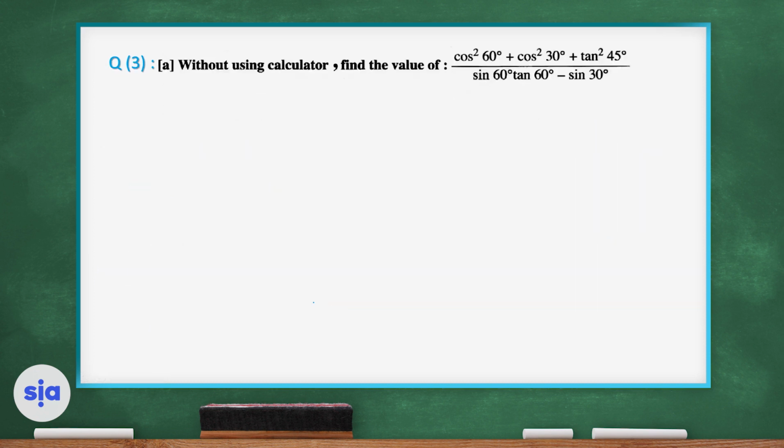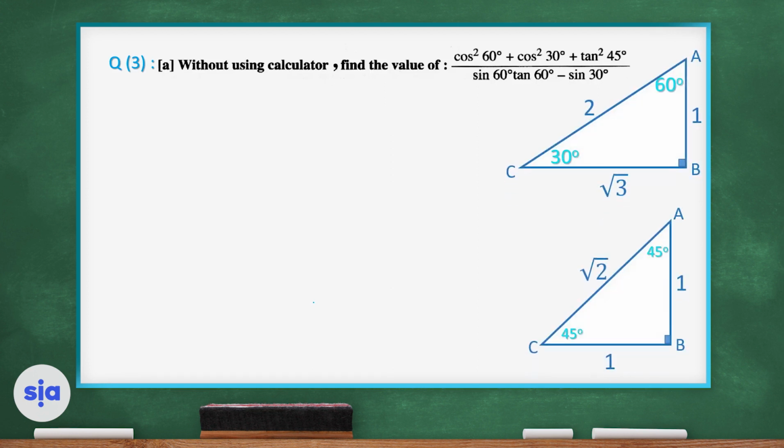In question 3, the question wants us to find the value of this fraction without using the calculator. So the first thing you need to do is to draw the two special right triangles in front of you in order to be able to find the exact solution. Here are the two special triangles. Let's now find the value of each part.